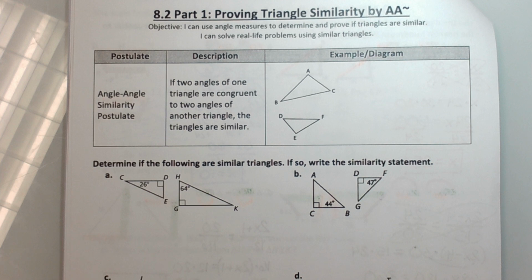We're moving on from section 8.1. We're moving into section 8.2, which is called proving triangles similar by AA and then squiggle. AA squiggle stands for angle-angle similarity. Now I know it says prove, but that doesn't mean we're doing proofs. It just means we're getting enough information to show that we have similar triangles.